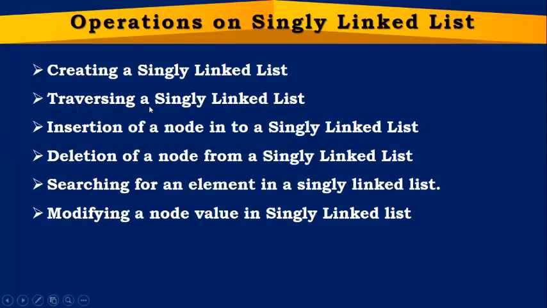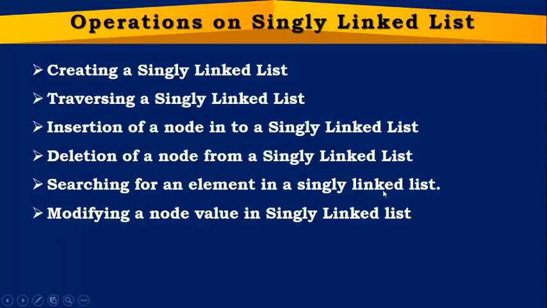Traversing a single linked list: in this operation we can display or traverse starting from the first node till the end, the last node. Insertion of a node into a single linked list: in this operation we can insert a node as a first node or a last node, after any node, or before any node. In deletion of a node from a single linked list, we can delete the first node, the last node, or any intermediary node.